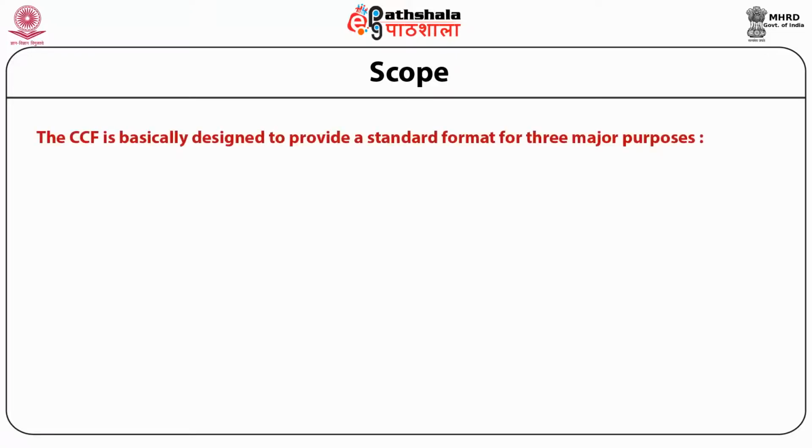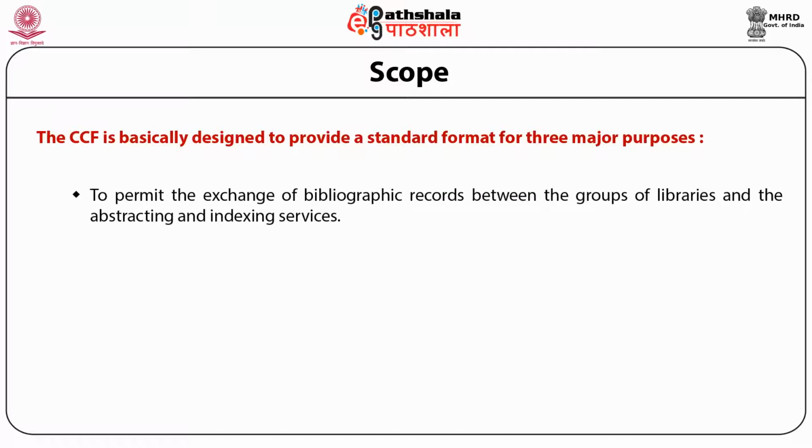CCF is basically designed to provide a standard format for three major purposes. What are those major purposes? First, to permit the exchange of bibliographic records between groups of libraries and the abstracting and indexing services. So, if we follow CCF, the scope is like this.